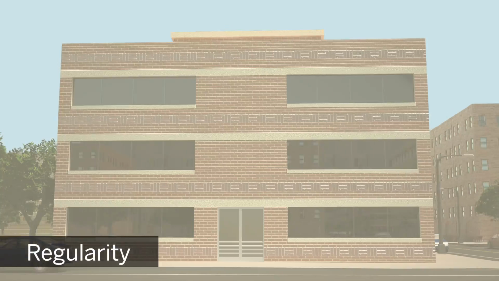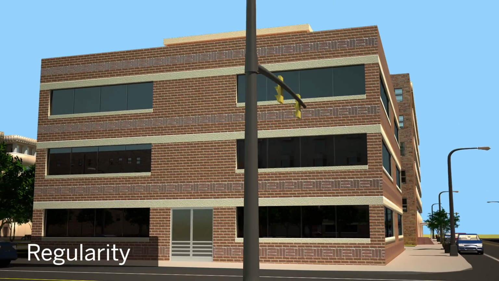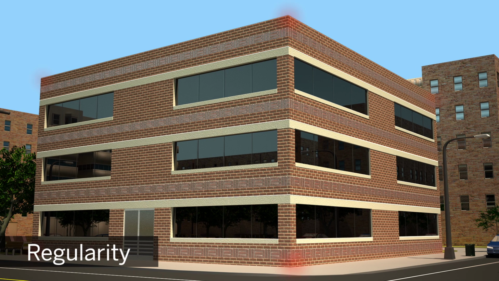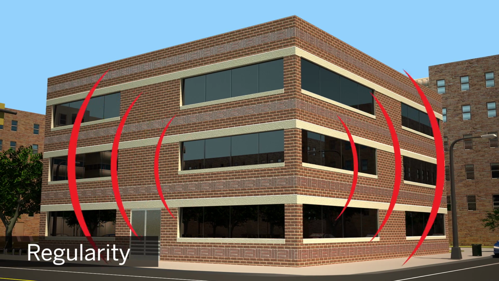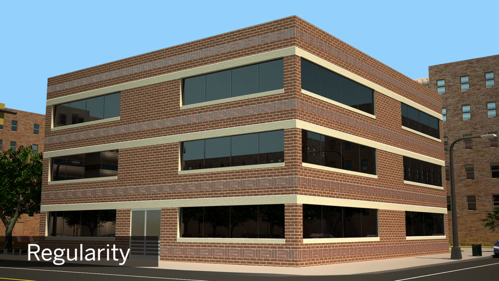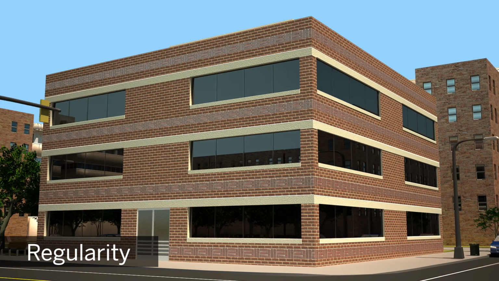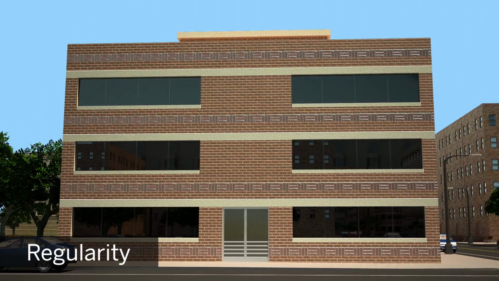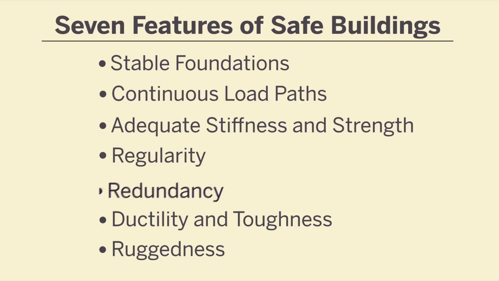A structure is regular if it has an equal number of walls on all sides so that the distribution of its mass, strength, and stiffness is such that it will sway in a uniform manner when subjected to ground shaking. That is, the lateral movement in each story and on each side of the structure will be about the same. Regular structures tend to dissipate the earthquake's energy uniformly throughout the structure, resulting in relatively light and well-distributed damage.